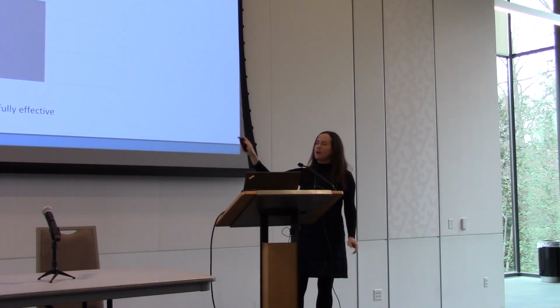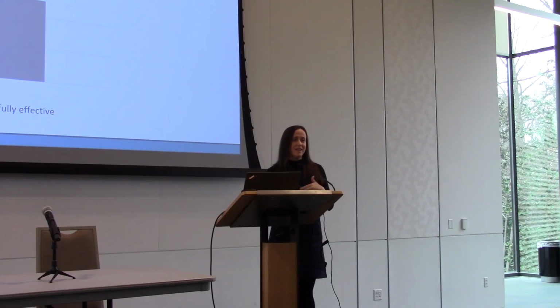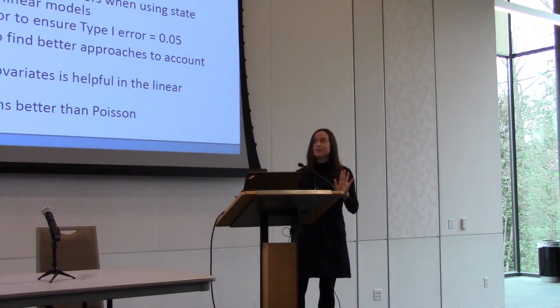The other final result is in all of our cases, the impact of how long it takes for a law to become effective. The longer it takes, so say it takes 2 years, 3 years for a law to fully get enacted, the worse the performance gets. So everything is in some ways just going to start to fall apart as you go to a real world setting. So there are a lot of concerns.